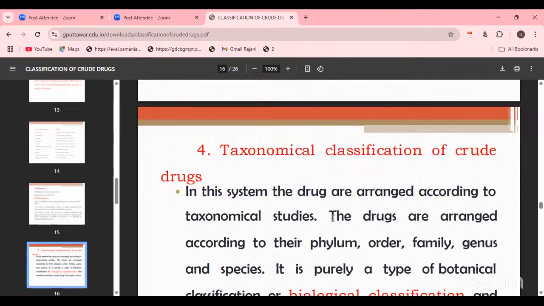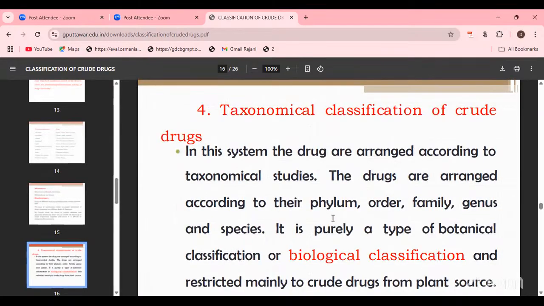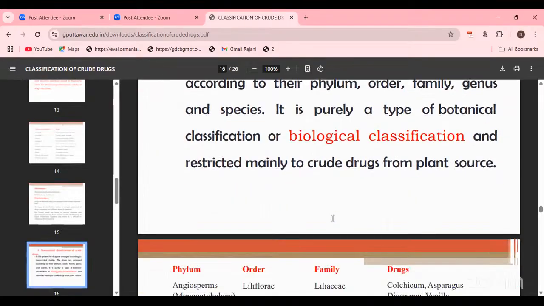Taxonomic classification of crude drugs. In this system, the drugs are arranged according to taxonomical studies. The drugs are arranged according to their phylum, order, family, genus, and species. It is purely a type of botanical classification. The drugs are arranged according to their phylum, biological order, genus, and species. It is purely a botanical or biological classification system, restricted mainly to biological source.